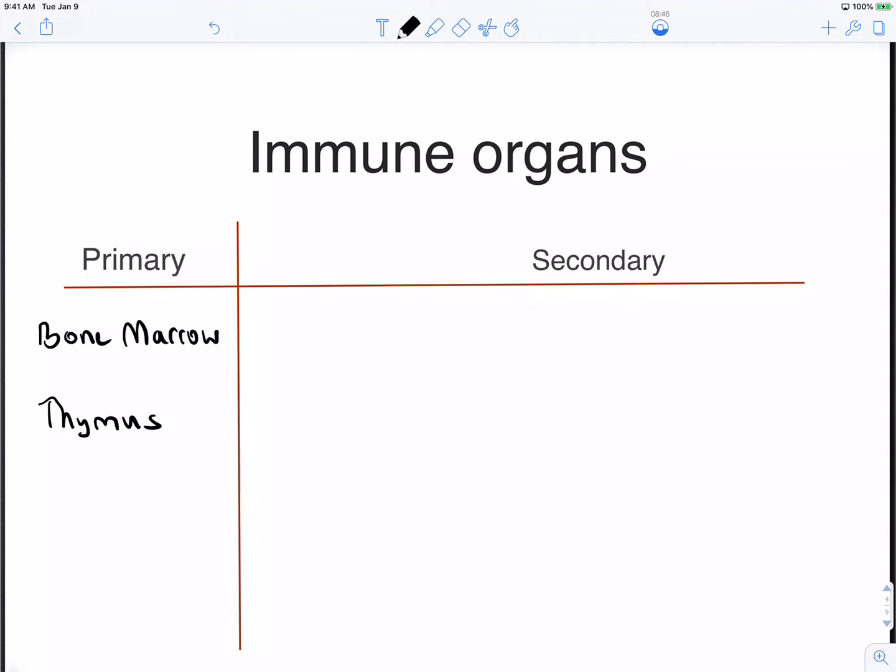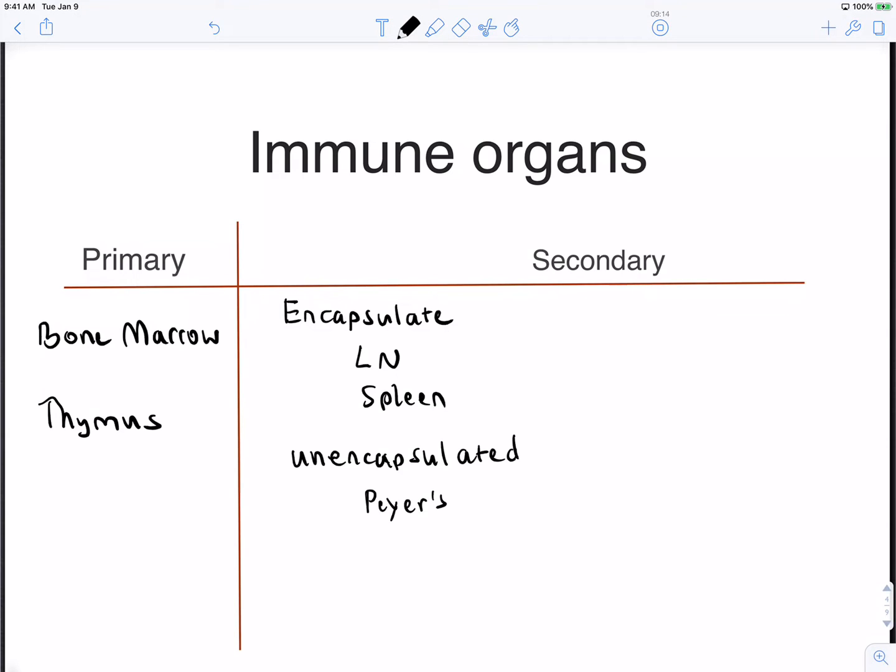And your secondary immune organs are where you have activation. They come in two different types that are generalized by whether or not they have a capsule. So you have encapsulated, which are going to be your lymph nodes and your spleen, and your unencapsulated, which are going to be organs such as your Peyer's patches of your gut and your tonsils, for example.